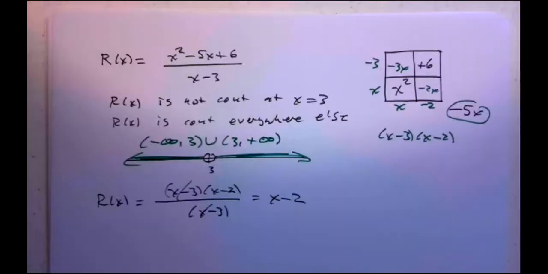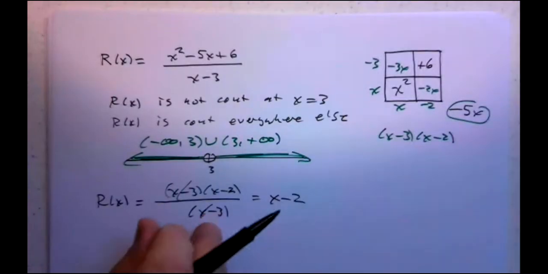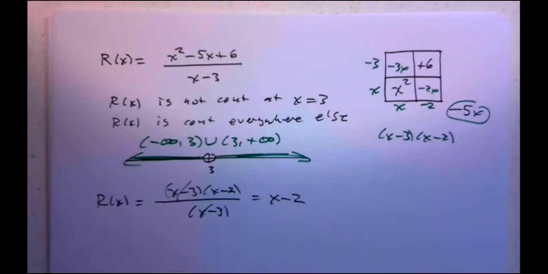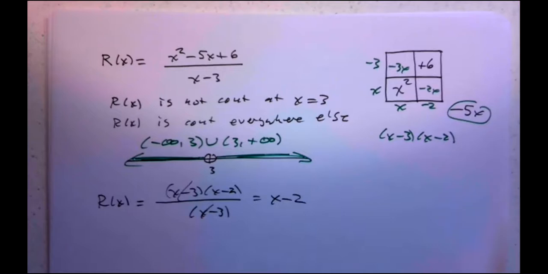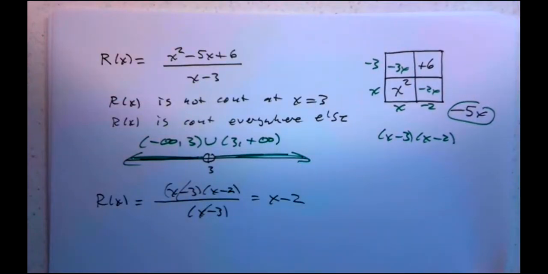But again, the key idea is a rational function is continuous everywhere on its domain. So all you've got to do is restrict that value, remove that 3, and it's continuous everywhere else. But the interesting problems become the piecewise functions. So let's take a look.